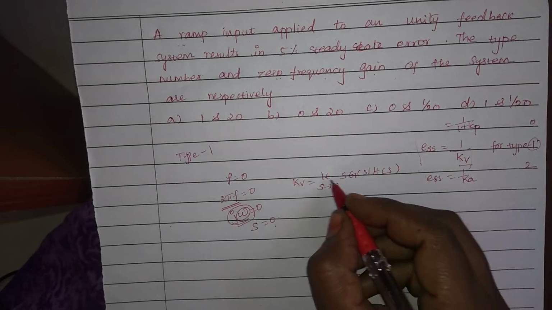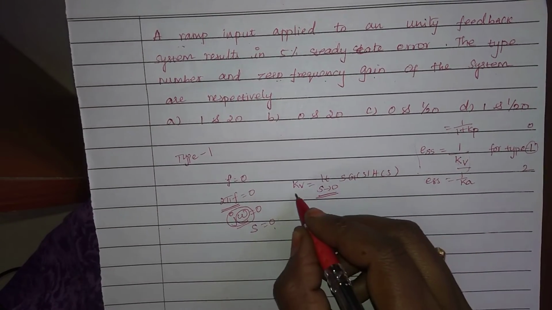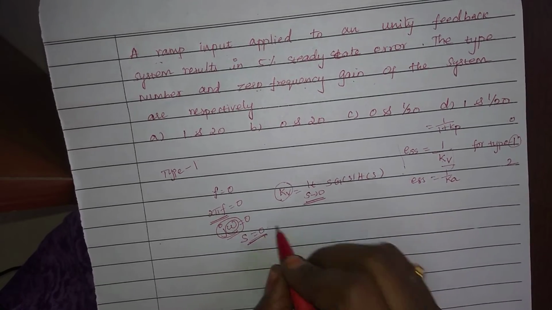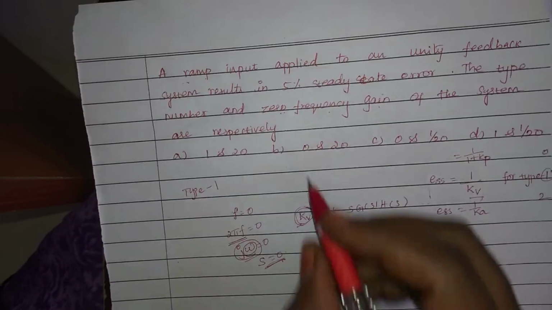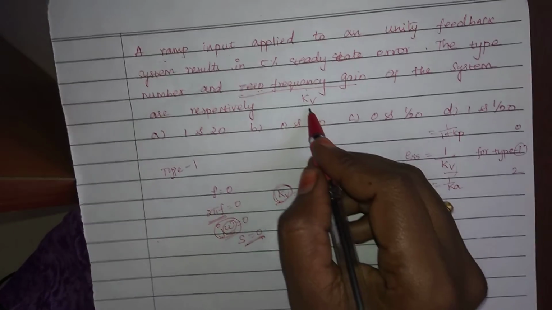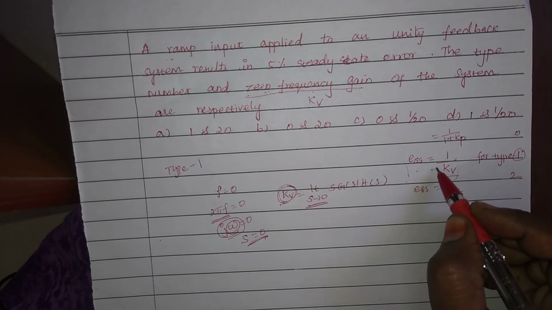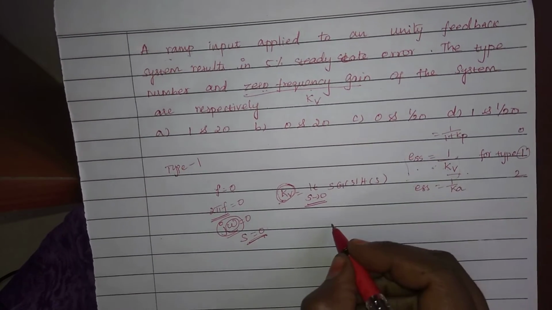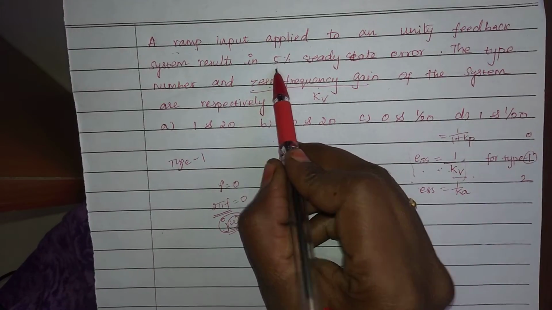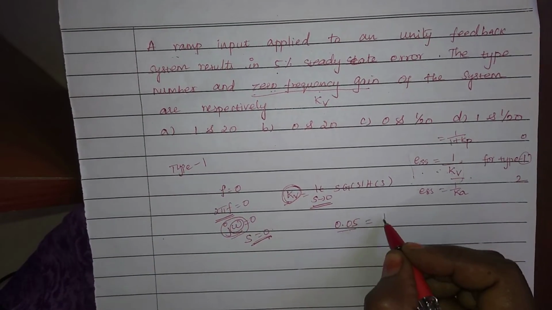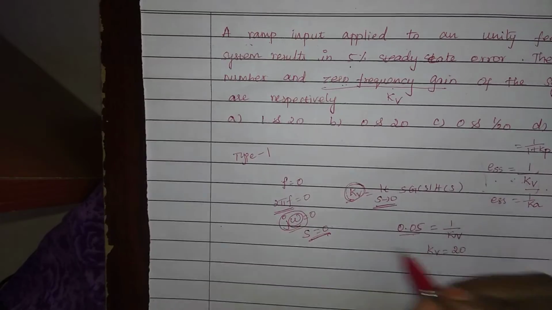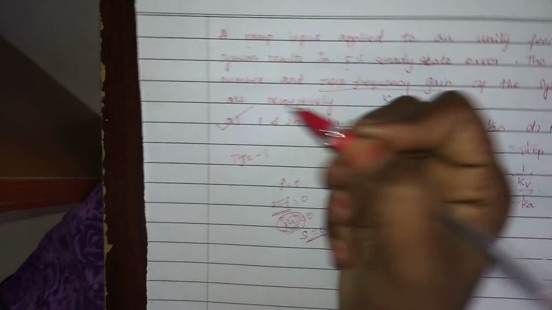We already know that s equals 0. What is the value of Kv? So for s equal to 0, this is the zero frequency gain. The zero frequency gain is nothing but the Kv value. So how to calculate the Kv value? ESS is equal to 1 divided by Kv. So substitute the ESS value 0.05. Why? Because this is 5%. So 0.05 equals 1 divided by Kv. Kv equals 20. So the answer is 1 and 20.